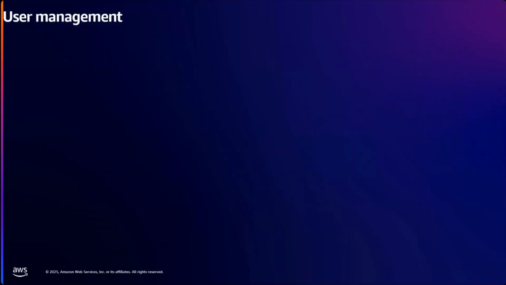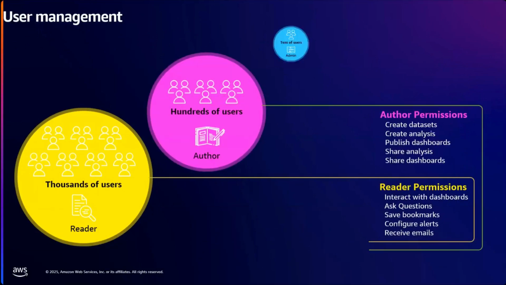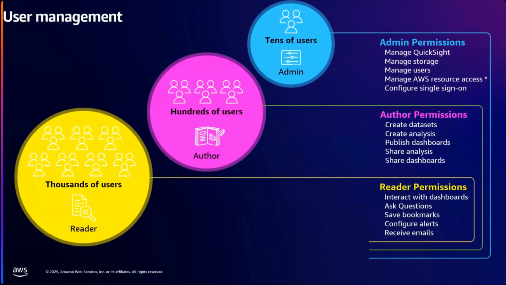Now starting with user management. When you sign up for QuickSight, we basically have three basic roles within QuickSight. I'll bring all those together on the screen so that we can see it. We start with the most basic role, which is the reader. A reader can interact with the dashboards, ask questions in natural language, save bookmarks, and configure and receive emails. We just highlighted a few of them over here. They have much more capabilities, but these are end user personas. Most accounts will have thousands of users, which are your readers.